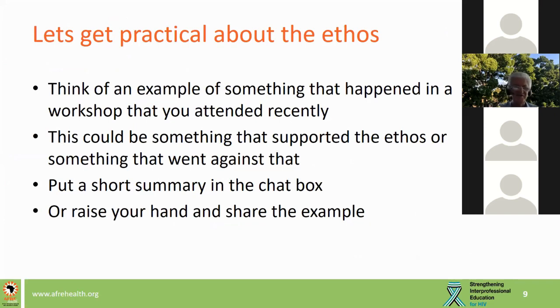So if you think about ethos, I want you to think of an example of something that happened in a workshop that you attended recently, where there was something that supported the ethos that I've just talked about, or something that went against it. If you'd like to share that either in the chat or by raising a hand, I'd like to hear maybe one or two examples of people who've experienced that kind of ethos or something working against it. Is there anyone who would like to share that in the chat or speaking directly by raising your hand? No one has anything to share?